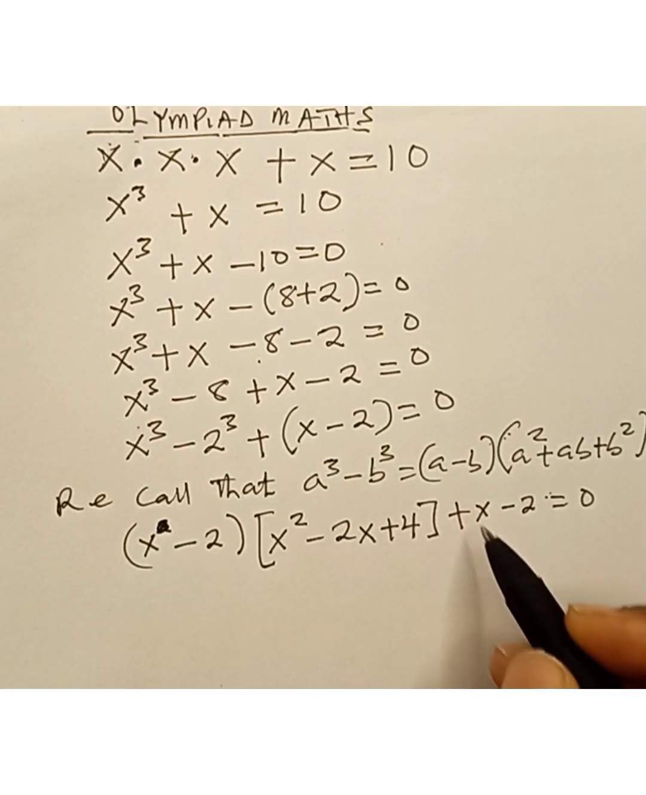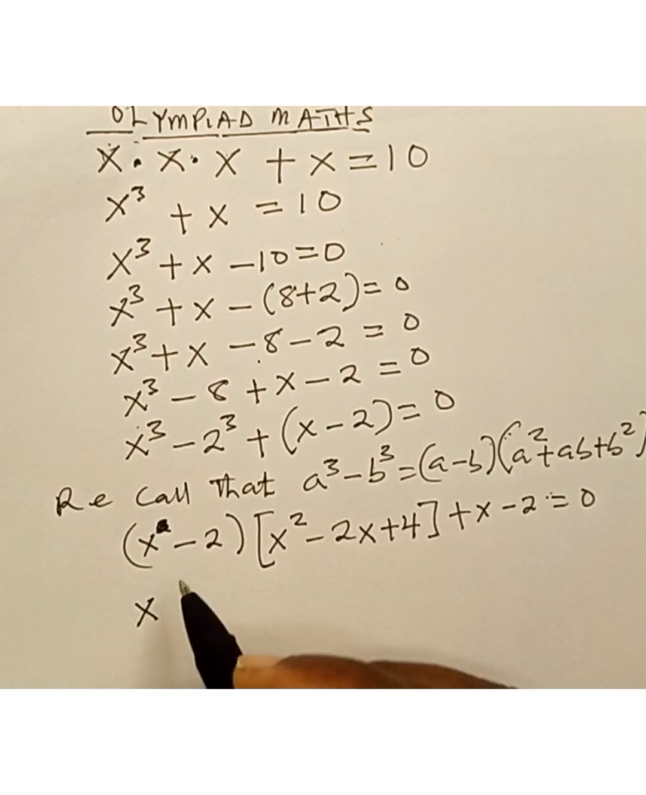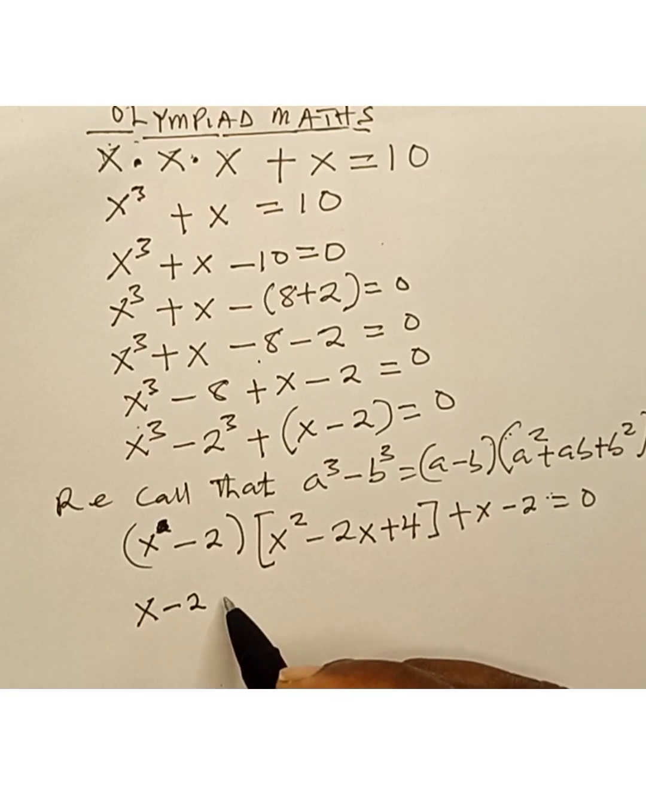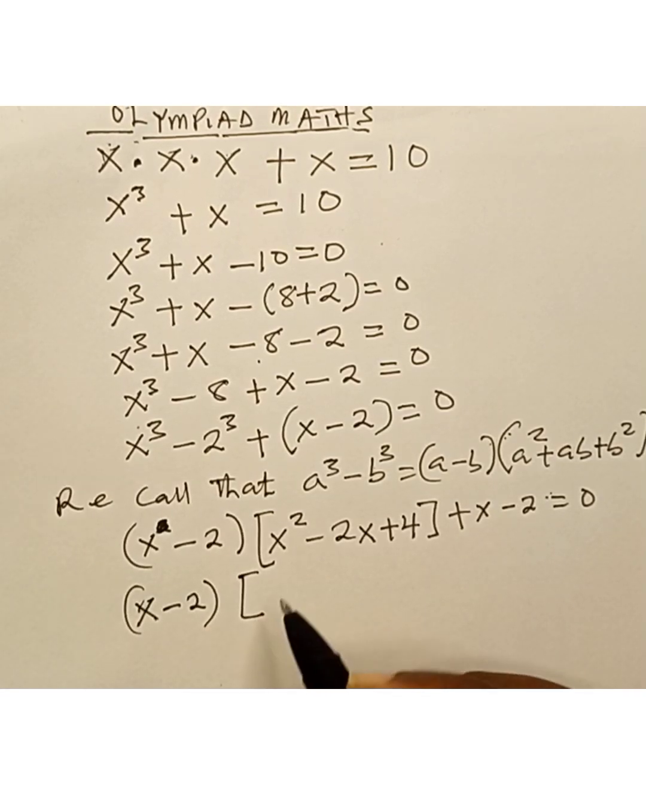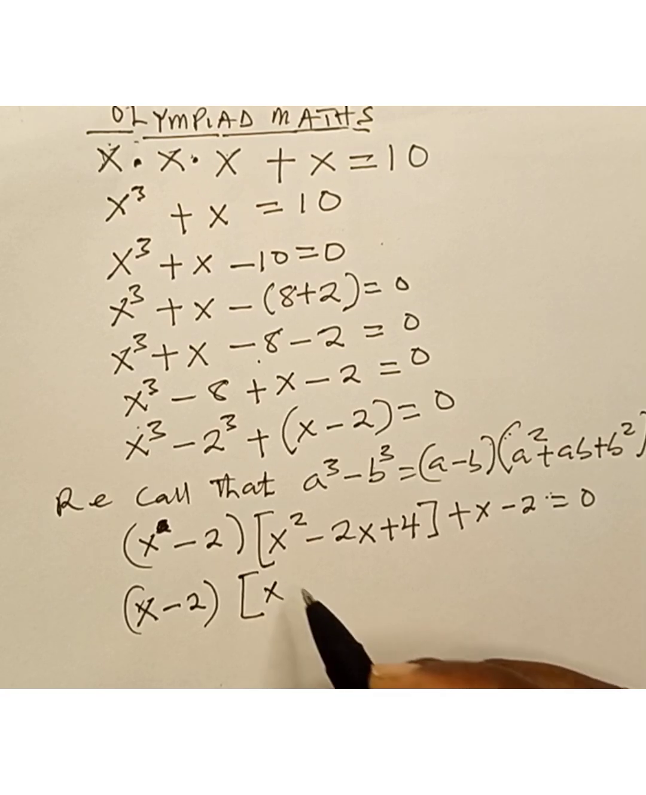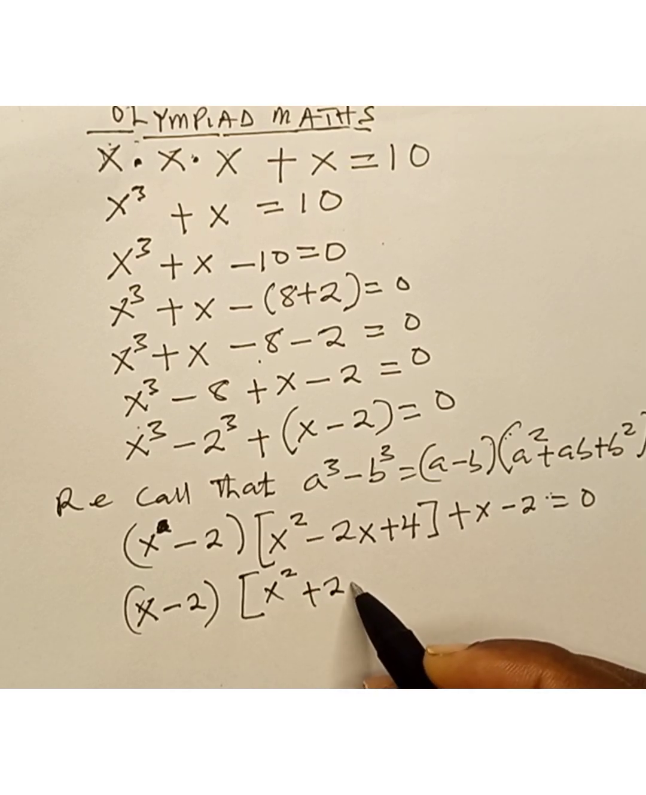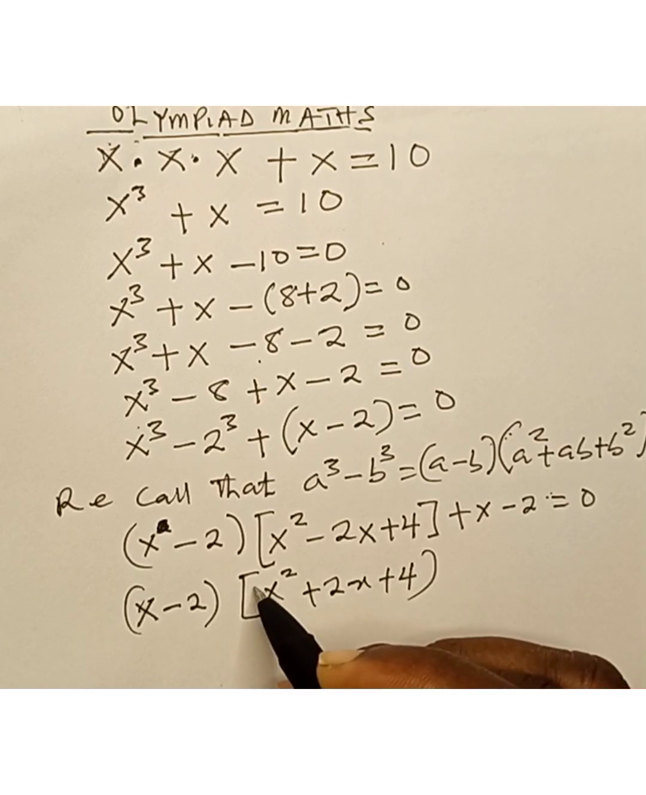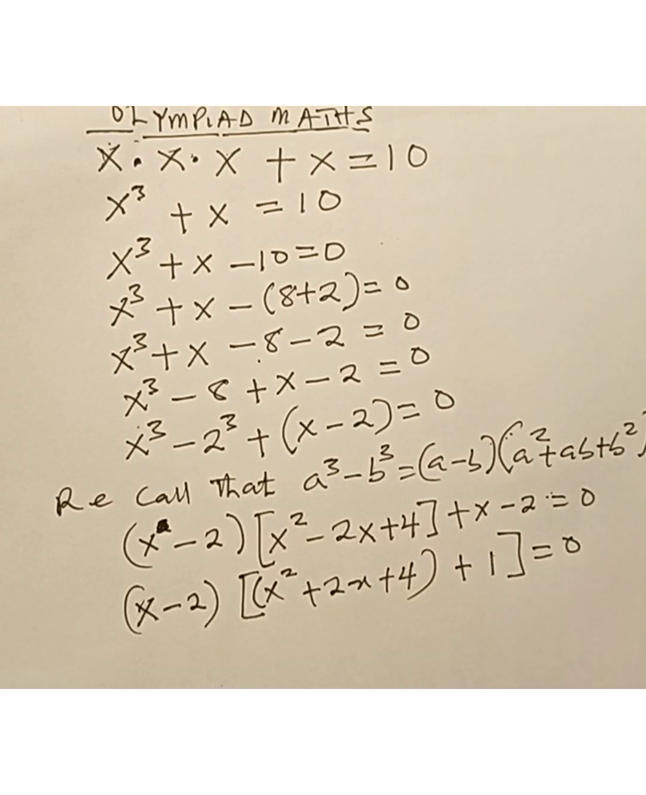So X minus 2 is common. So we can take it outside and have X minus 2 into a bracket of X square plus 2X plus 4, bracket it, then plus 1, close the bracket and write equals to 0.